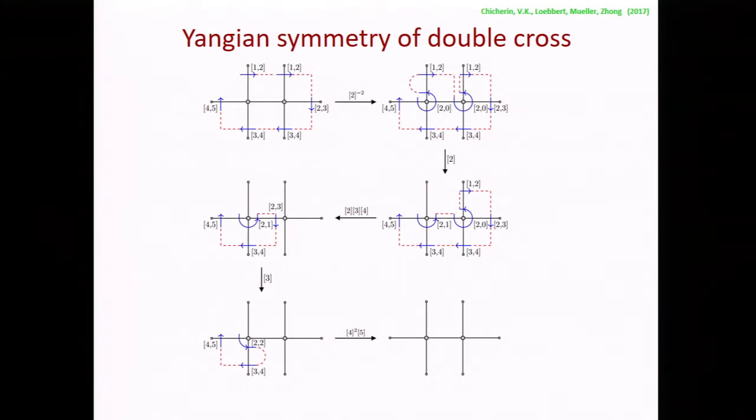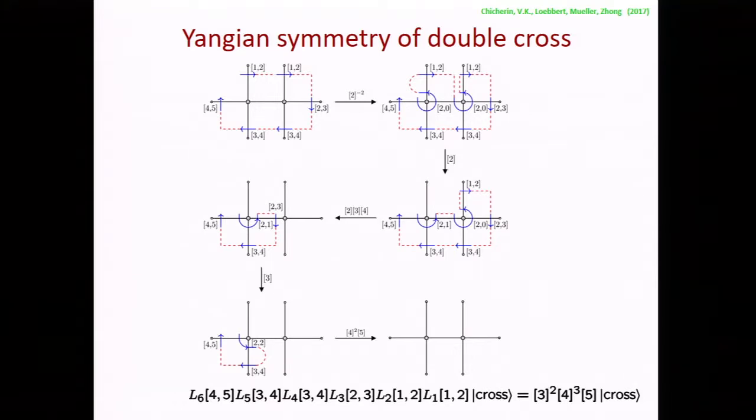What is interesting, in cross ratio variables. So here it's in algebraic form the action of this monodromy on the double cross integral, and this factor is simply u plus 3 square, etc. And now, what is the general scheme?